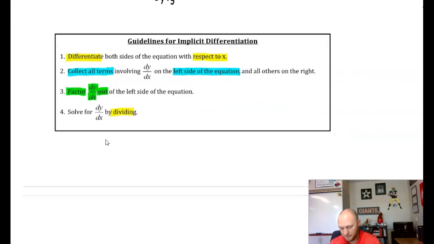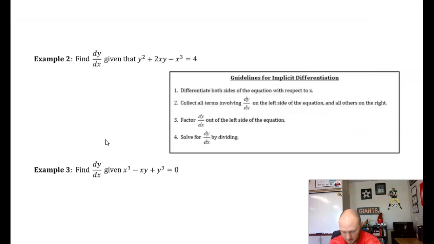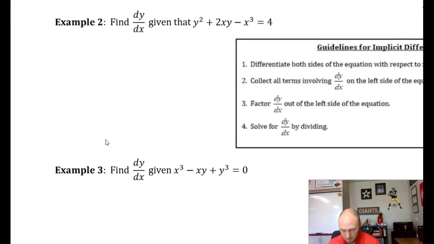So let's go ahead and look at an example. And they have the guidelines here again for us. There they are. Okay, so they say find dy dx given that y squared plus 2xy minus x cubed is equal to 4. So I'm going to go ahead with step 1, differentiate both sides.